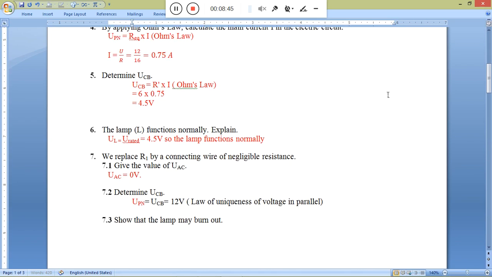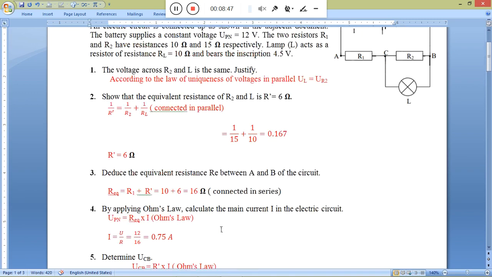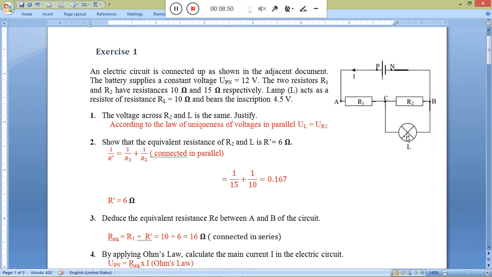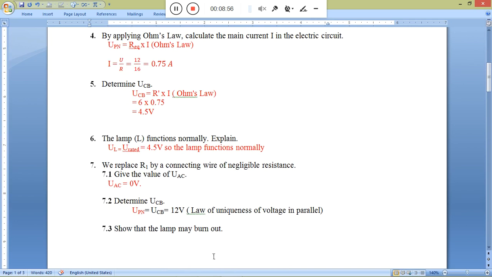Now show that the lamp may burn out. The lamp now receives UCB, so it receives 12 volts. Its rated voltage is 4.5 volts, so of course it will burn out. Since U lamp, which equals UCB, equals 12 volts, is greater than the rated voltage of 4.5 volts, the lamp will burn out.